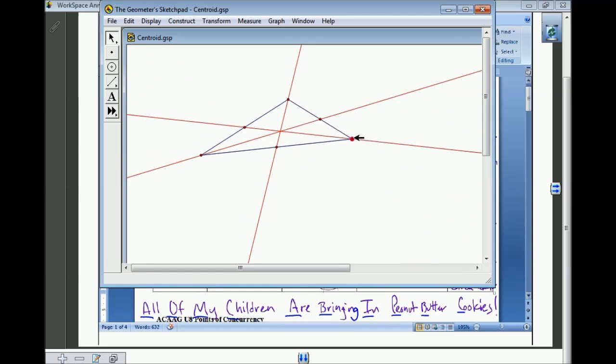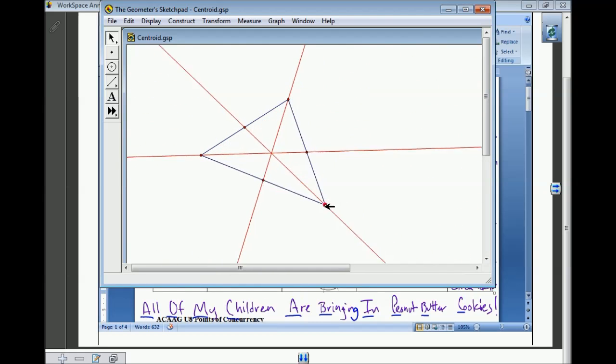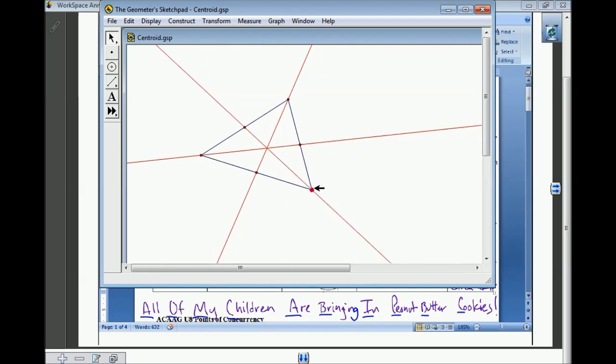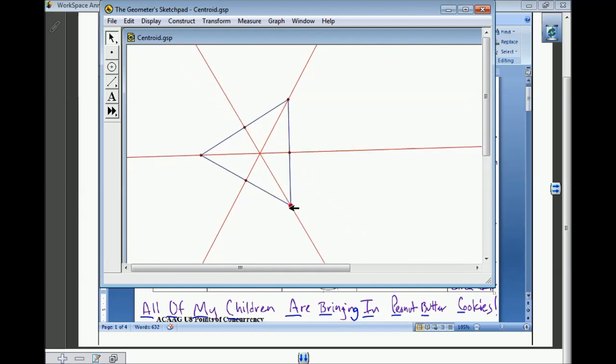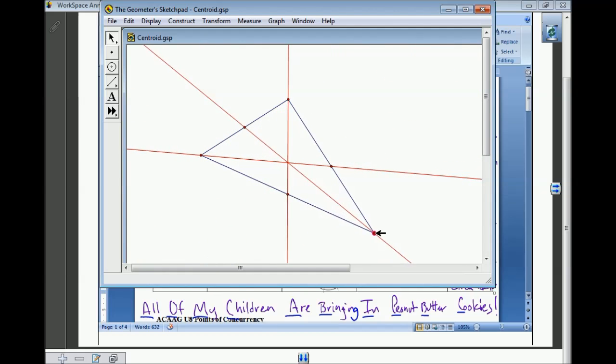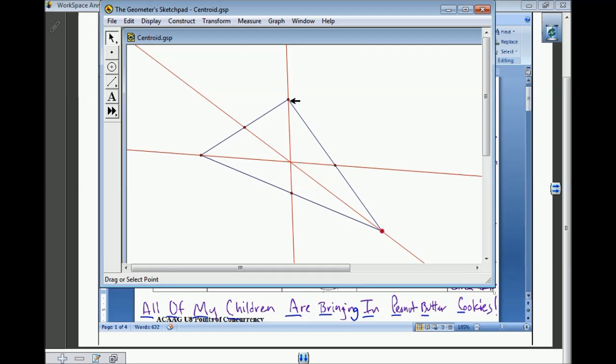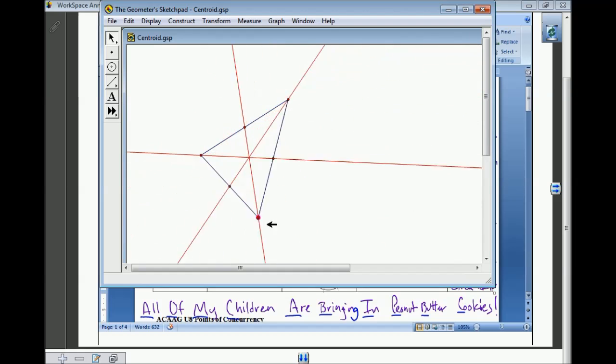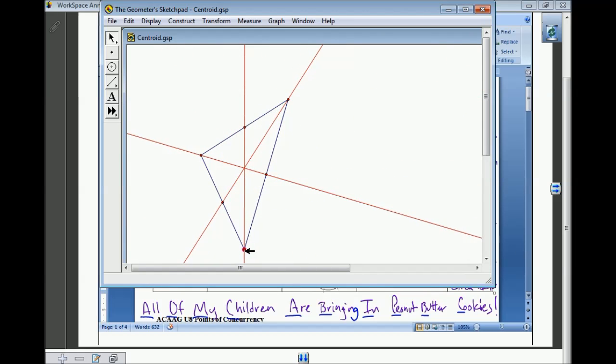Now if we look at this, we notice that the centroid is always located inside the triangle. Can you see how these ratios, that 2 to 1, 2 to 1, 2 to 1, stay the same no matter which one we're looking at? That 2 to 1 ratio stays the same, and the centroid is always located inside the triangle.